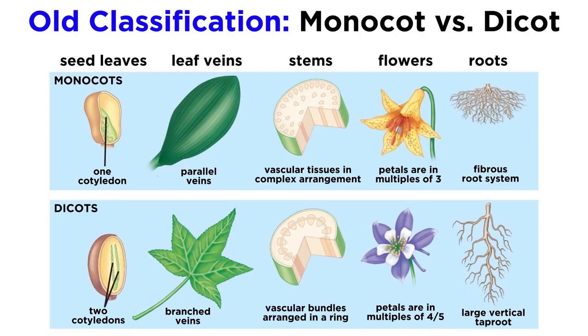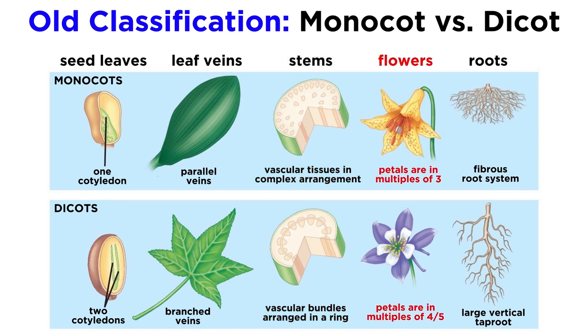Moving on, traditionally the angiosperms had been separated into two groups, the monocots and the dicots. This is because monocots have many distinctive features that separate them from dicots. For example, monocot leaves usually have parallel veins, while dicot veins are usually branched. Monocot stems have vascular tissues arranged in a complex array of tiny bundles throughout the stem, while dicot stems have their vascular bundles arranged in a ring.